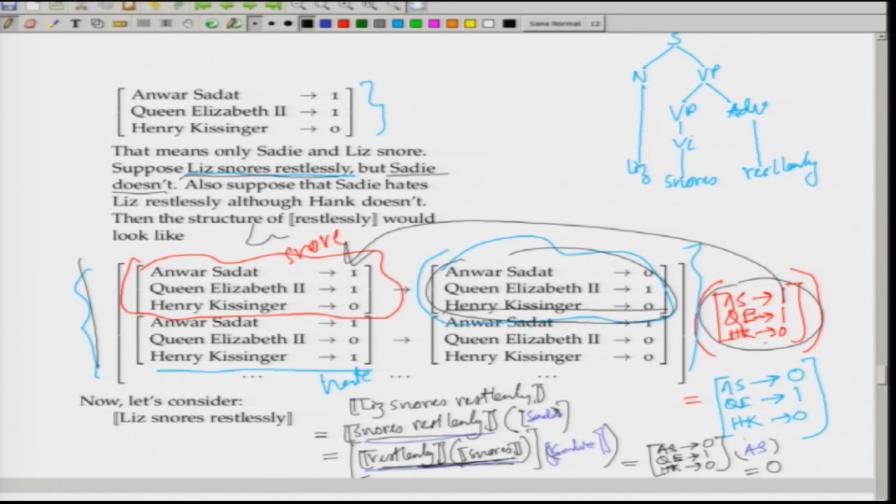So we can see that this complex function, this function which is the meaning of restlessly, actually has to be complex. This is just one part of it. What is the second part? The second part is another sentence. For example, if we have a sentence like, let us consider Liz hates Sadie harmlessly. We will consider this sentence, or no, just we would stick to Liz snores restlessly. This is done.